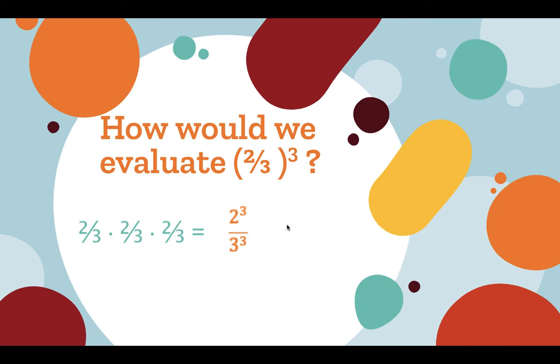So if you notice, when we're dealing with fractions like this with an exponent, we need to apply the power to the numerator and the denominator. So 2 to the 3rd power over 3 to the 3rd power. And then we're going to evaluate this. What is 2 times 2 times 2, or 2 to the 3rd power? It's 8. And 3 times 3 times 3 is 27.